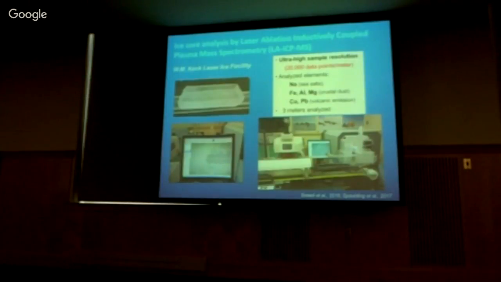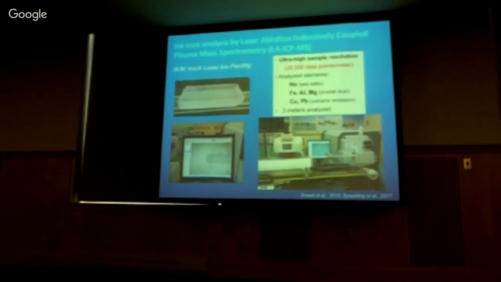The advantage of the system is that we can create extremely high resolution records. Normally, if we analyze an ice core, we use a continuous melting system, and we can get about 100 samples per meter. With a laser system, we can get 20,000 samples per meter, which is much higher resolution. It's especially great if you want to study old, very compressed ice.